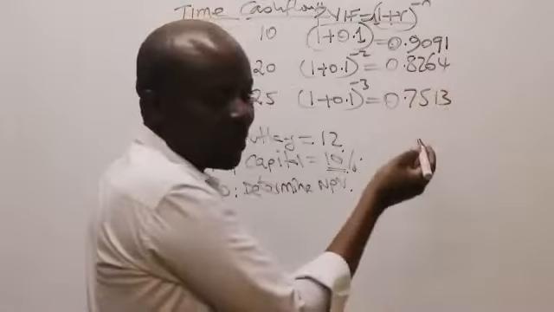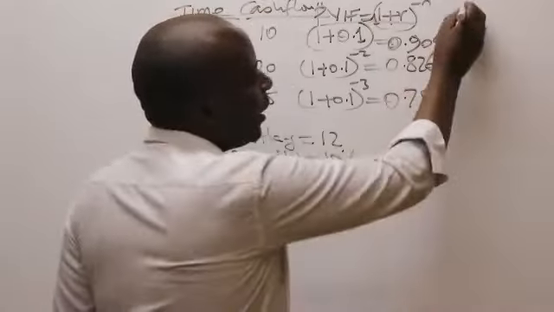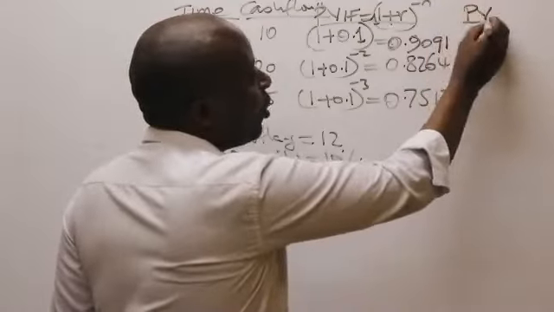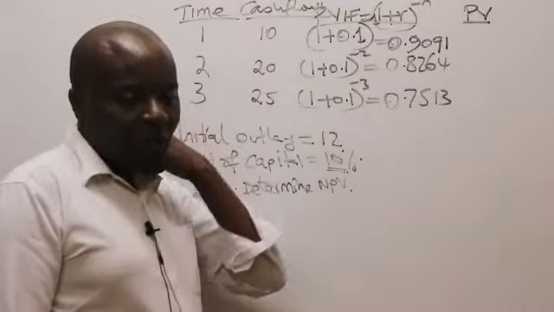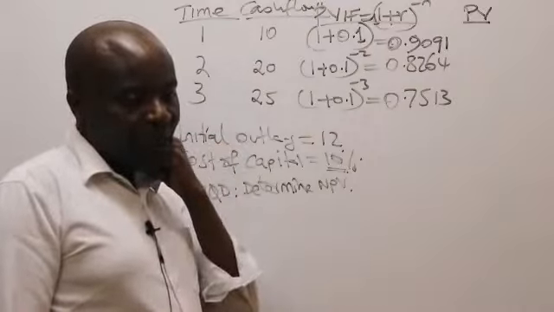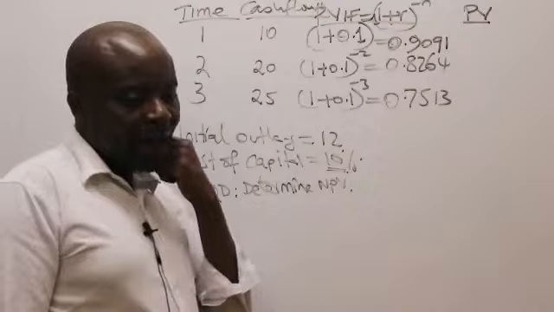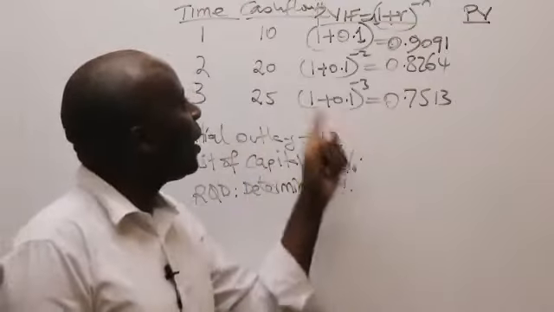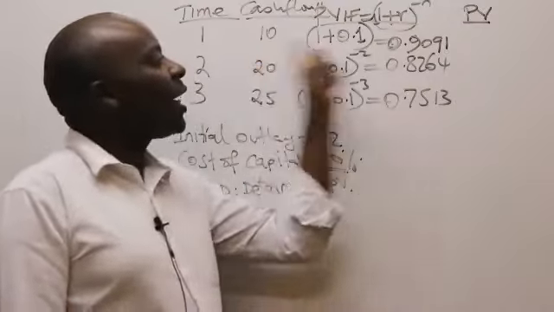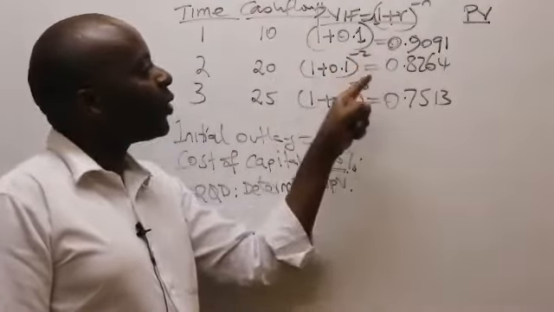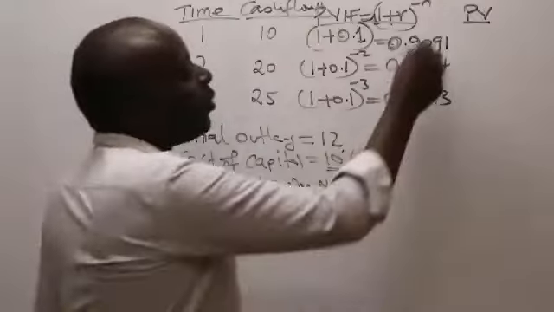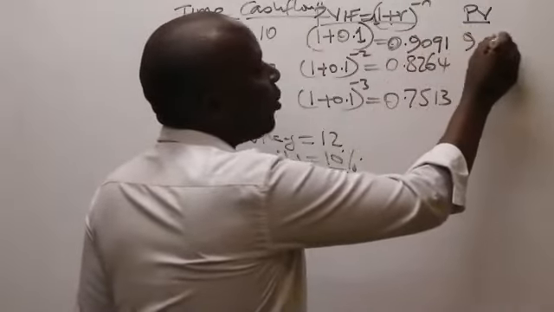The next thing that we need to do after you get the discounting factors is to create the last column of present value. We are taking the cash flows and discounting them. You take the cash flows multiplied by the discounting factors. So 10 times this one here will give me 9.091.